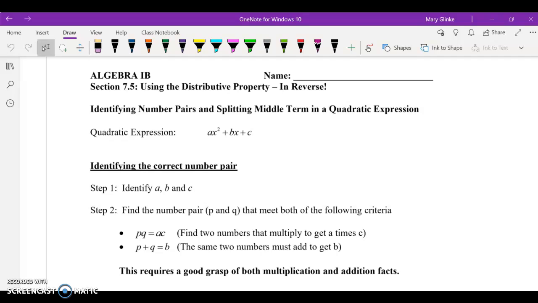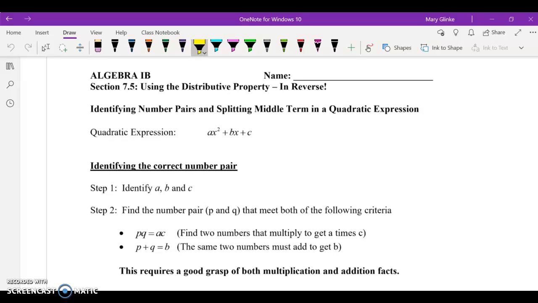Hello. Today we're going to talk about using the distributive property, but we're going to be undoing the distributive property. Now, today is going to be very important because it's going to lay the foundation for all of the factoring stuff that's to come. Okay?